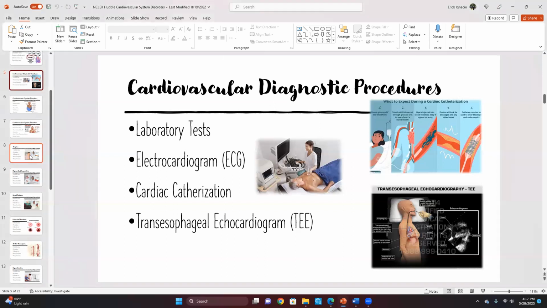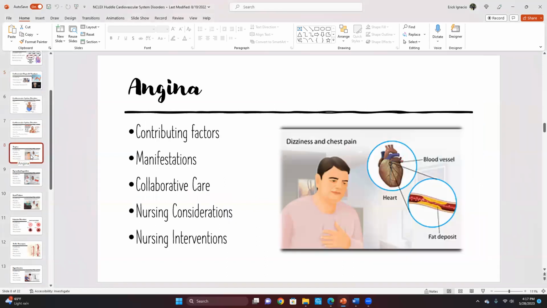Okay, let's talk about now these alterations in the cardiovascular system. Angina. Angina is a manifestation of myocardial ischemia. Whenever there is ischemia, there is a blockage to a blood vessel, and that means that those cells and tissues distant to this blockage are not getting oxygen and nutrient-rich blood. What happens to our cells and tissues when they don't have oxygen? They die. So this is pretty significant.